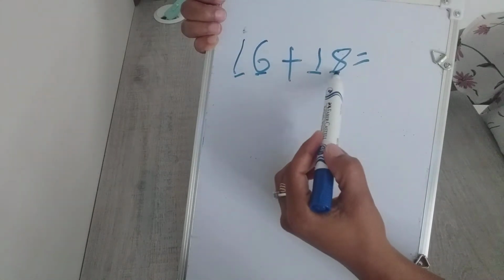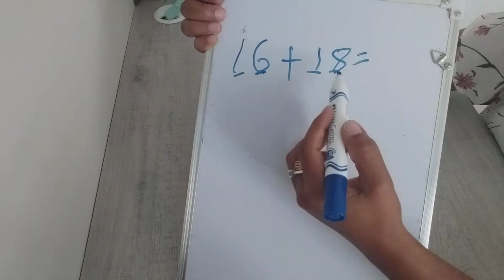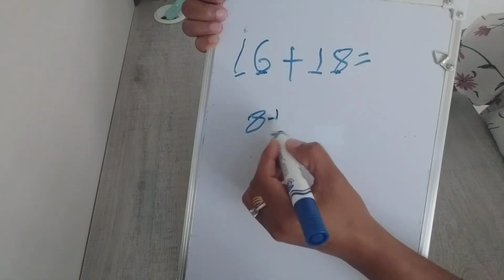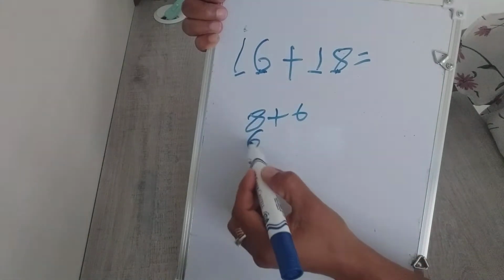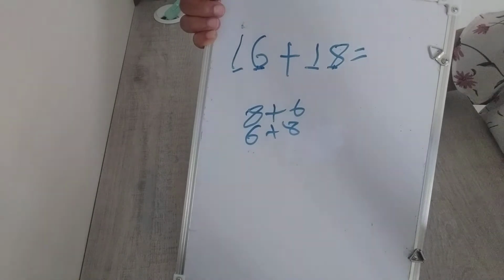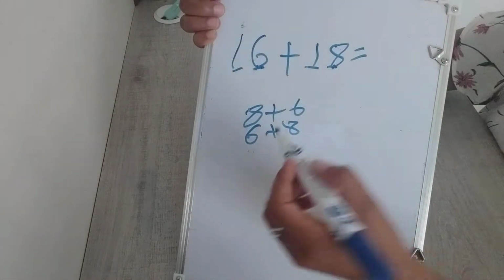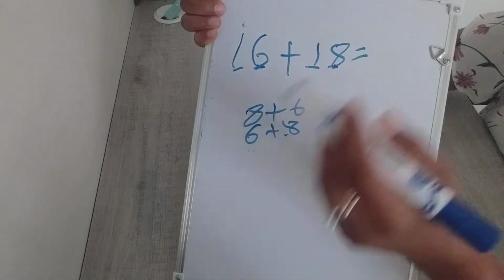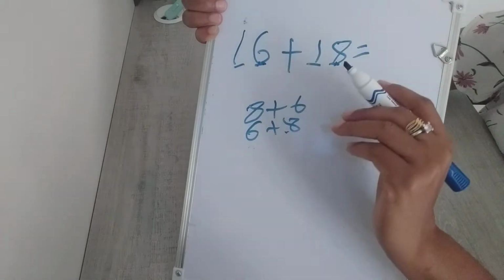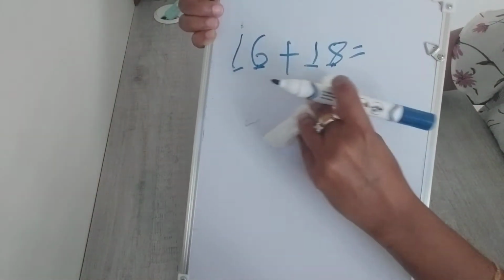If you want, keep in your head first this, or you keep this, up to you. Okay, 8 plus 6, or 6 plus 8, the same. Last time I taught you multiplication, if you change the place, no problem. The same answer. Addition, if you change the place, the same answer will be. But division and subtraction, if you change the place, it will not be the same answer. Don't forget this rule. Okay?